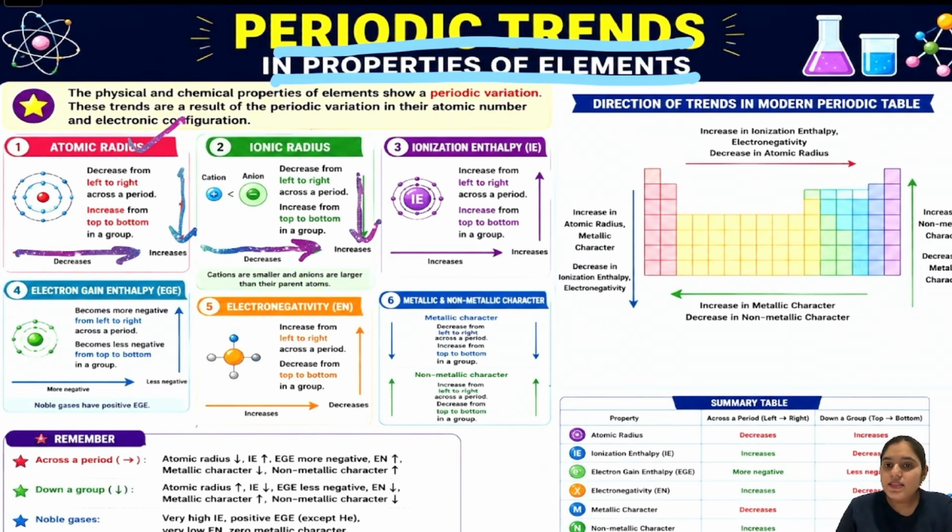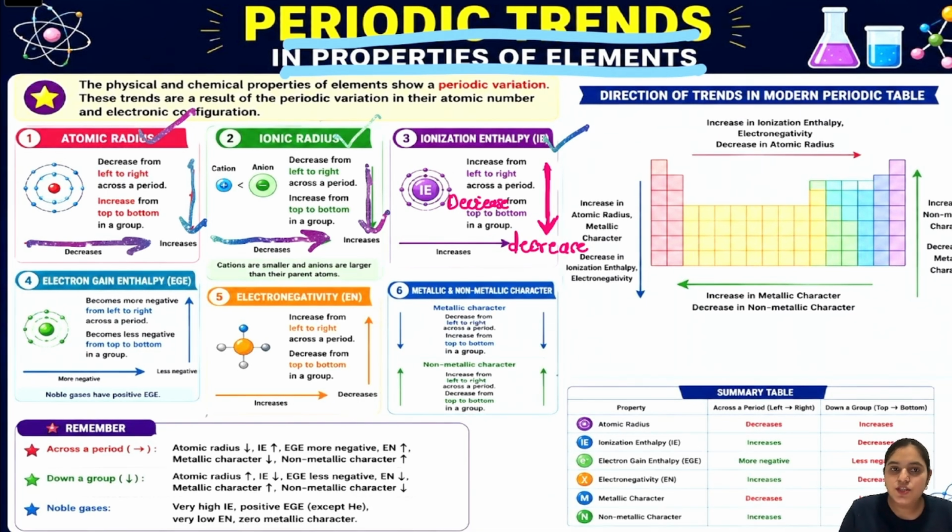Next is ionization enthalpy. Ionization enthalpy is the energy required to remove the outermost electron from an isolated gaseous atom. Across a period, it increases because the atomic size decreases and electrons are held more strongly. Down a group, it decreases because the outermost electron is farther from the nucleus and is easier to remove.